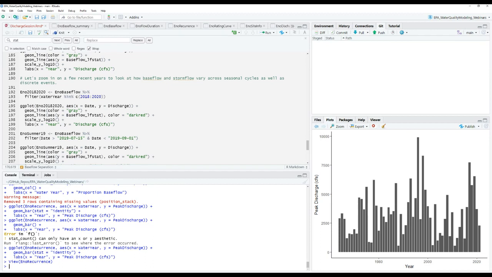Hey, a couple just came in. This person says, I have the most current version of R, R version 4.2.1, and am not able to install the eco-hydrology package. Keep getting the message, package eco-hydrology is not available for this version of R.